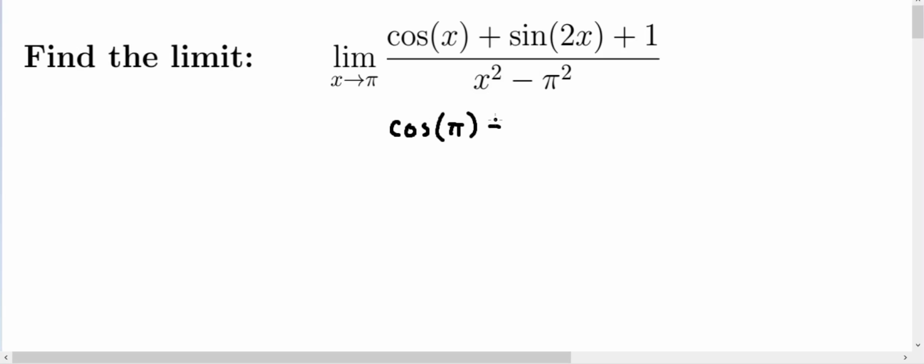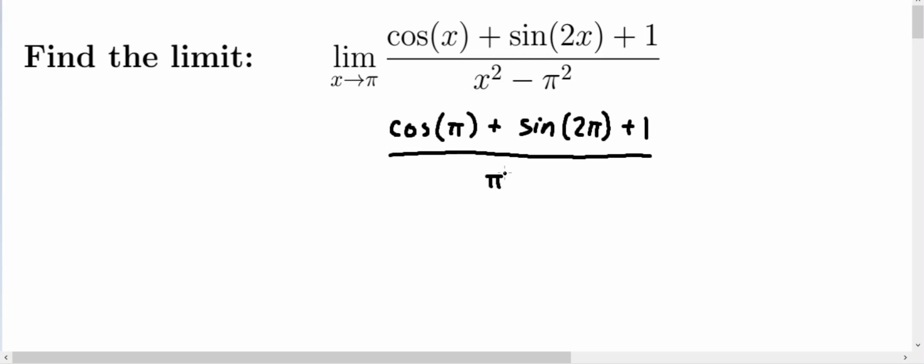So we'll start off with cosine of pi plus sine of 2 pi plus 1 in the numerator, all over pi squared minus pi squared. Evaluating this, cosine of pi, just to recall a sketch of cosine, over a period of 2 pi, the cosine curve goes between 1 and -1 and back up. So cosine looks like this.